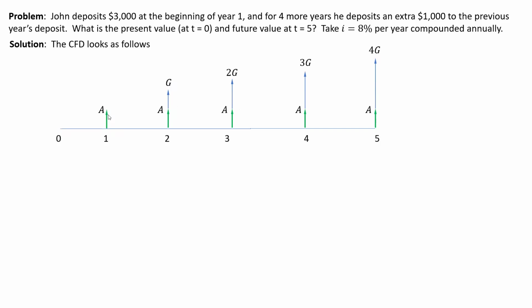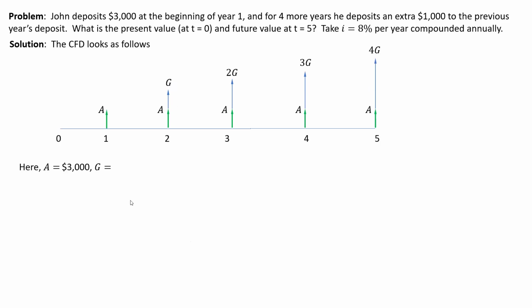A is 3,000 at the beginning of year 1. Then each time he is adding 1,000 more. So to this 3,000, he adds 1,000. Then he adds 1,000 to this, which is the same as adding 2,000 to the A, right? 3,000 plus 2 1,000s and 3 1,000s plus 4 1,000s. So this is that $1,000 thing. That is the gradient G in this case.